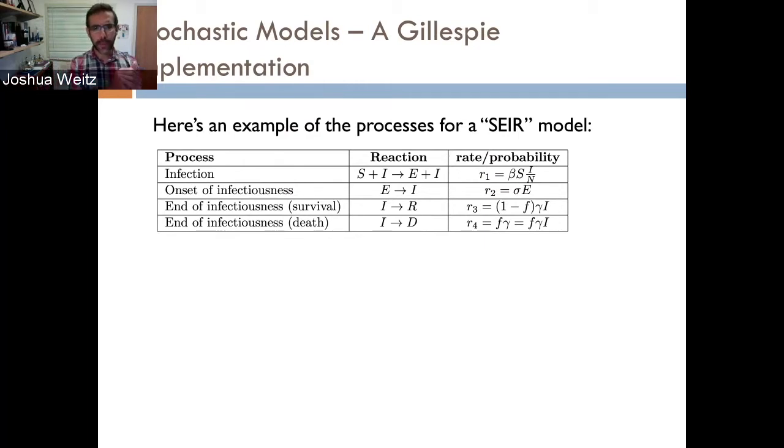For those who are exposed, there's another reaction, exposed to infectious. And now we have to take the total number of individuals who are exposed, multiply by some rate of onset of infectiousness, sigma, and we get now a new reaction set. And of course, there also could be the end of infectiousness. And for diseases that have potentially fatal outcomes, we might want to divide those up in terms of the different outcomes. So you can see here that we can list multiple types of events, each of which corresponds to a total rate, and we have to then try to make sense of the trajectories.